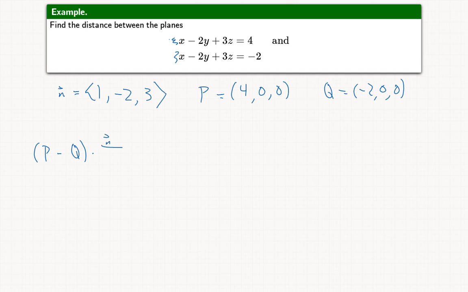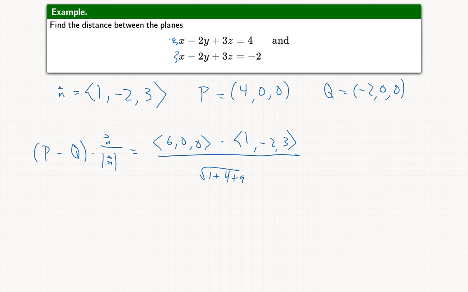So now P minus Q dot normal vector over length of normal vector. This will be 6, 0, 0 dot 1, negative 2, 3 over the square root of 1 plus 4 plus 9. So that'll be 6 over root 14, which is the distance between the planes.